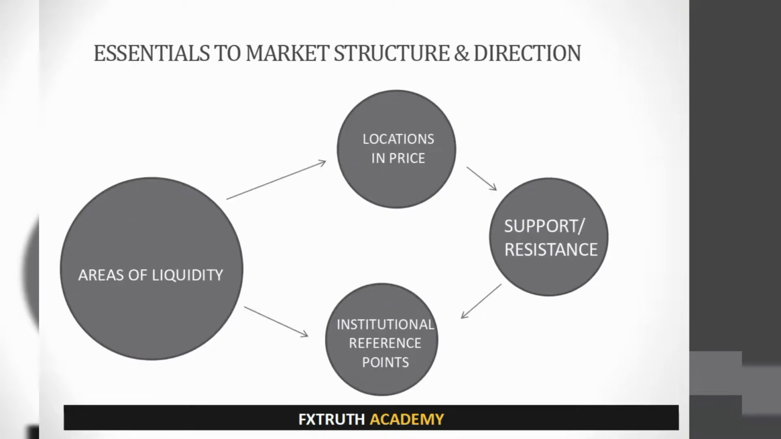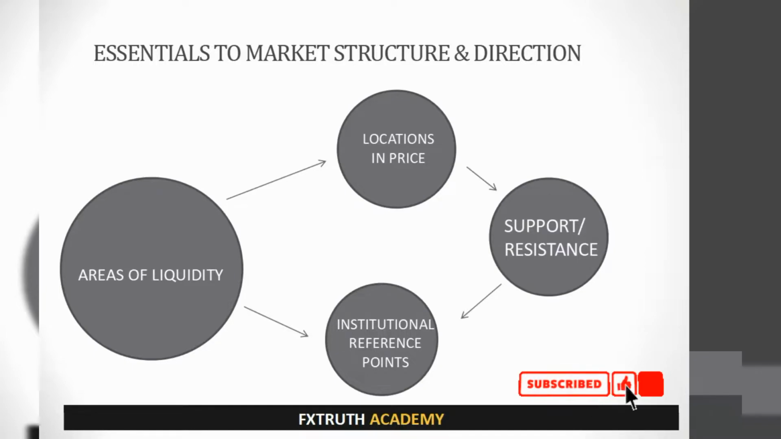So the next thing you want to look out for, after you've identified your institutional order flow, is to know what the areas of liquidity are. Because your institutional order flow will respect areas of liquidity on one side of the market and take out areas of liquidity on the other side of the market. So you want to be able to define what the areas of liquidity are.